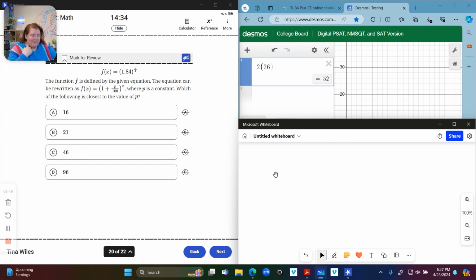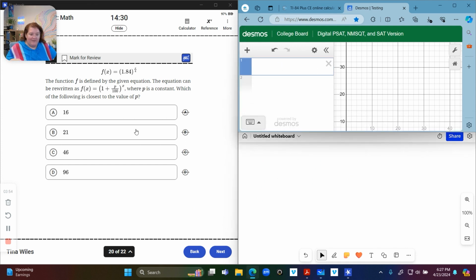Number 20, the function f is defined by the given equation. The equation can be rewritten as this. Which of the following is closest to the value of p?